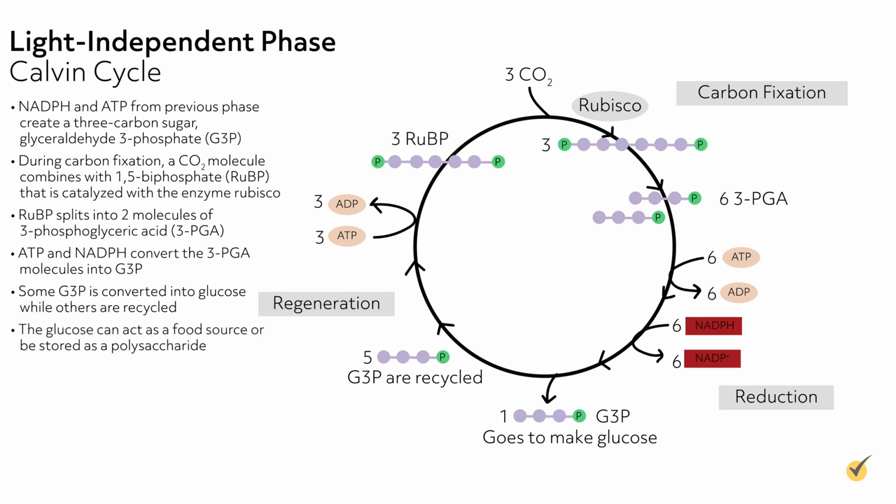The glucose can act as that food source, or it can be stored as a polysaccharide like starch or cellulose for later use by the plant. There we go. That's the whole process of how plants use photosynthesis. Before we go, let's look at a review question.